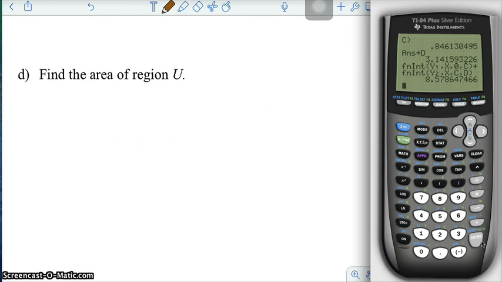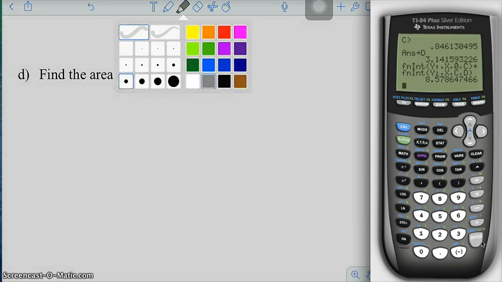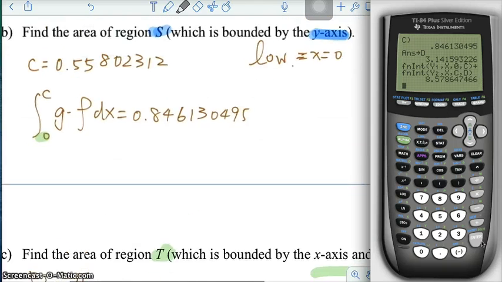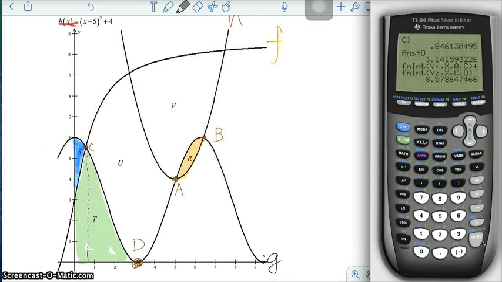Now let's find the region for U. Let me pick a color for U. Let's do gray. U. Let's go back up and see U. Where is U? U is right here.